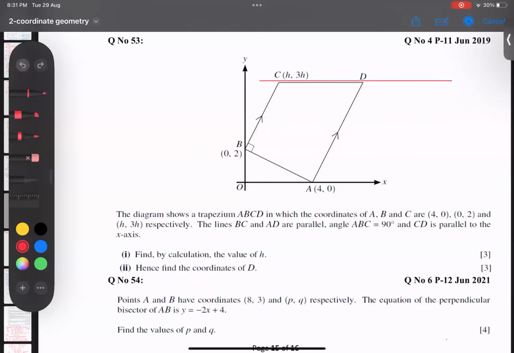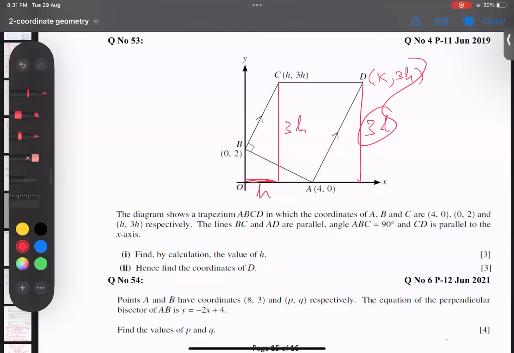So in this sense, I can tell the D coordinate without any hesitation. I don't know the x coordinate, so I named it K, but the y value is 3h. How do I know? C is (h, 3h), so the x value is h and the y value is 3h. The same y value, 3h, is why I wrote 3h. I think everyone understands this common idea.